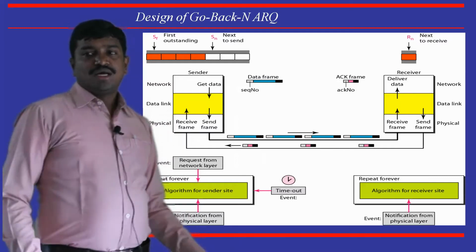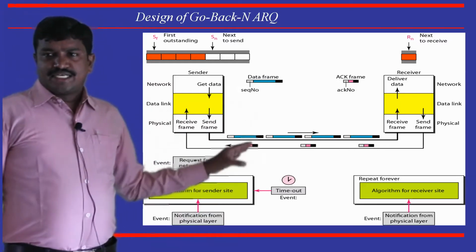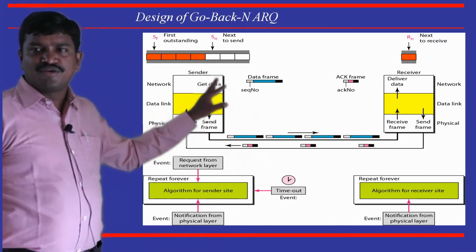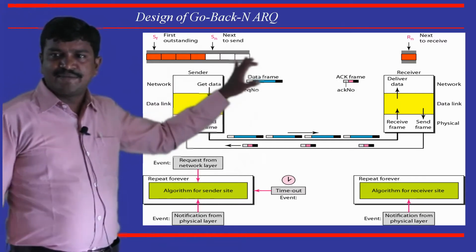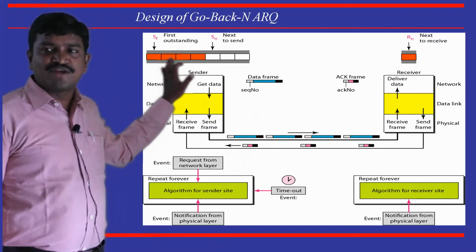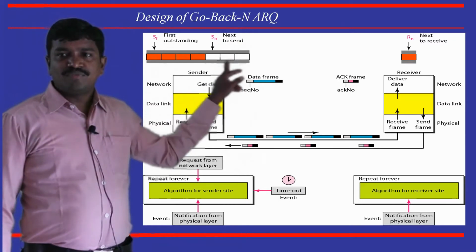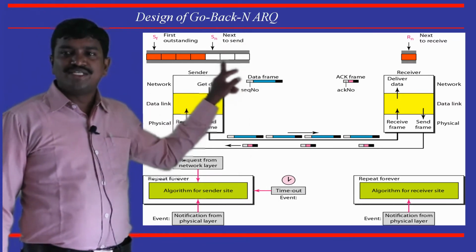Okay, now the total procedure of Go Back N is like this. At sender side we have already given clear cut information. We make use of control variables SF and SN. SF is the first outstanding frame, in the sense the frame sent and waiting for the acknowledgement. SN is the next frame to be sent.